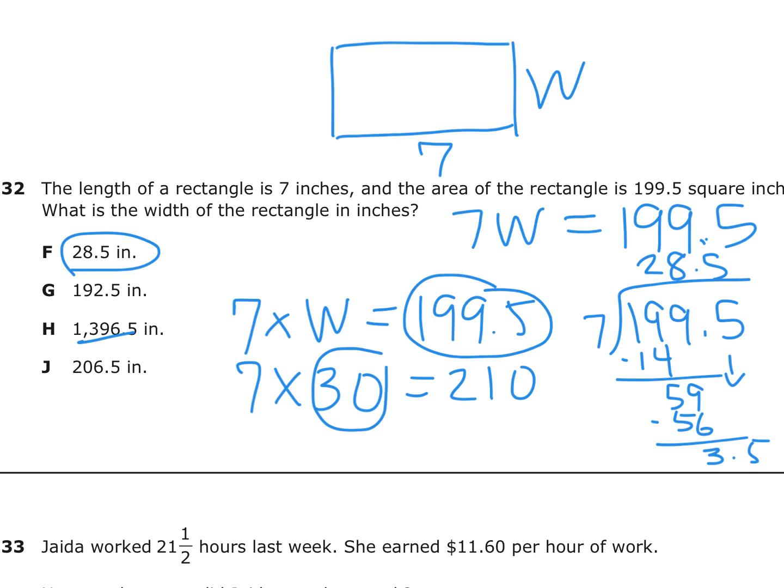You could divide it out, or you could just look at the answer and say, well, none of the answers are that close. Could it be a number less than 30? 7 times 30 is 210, and that means 28.5 works.